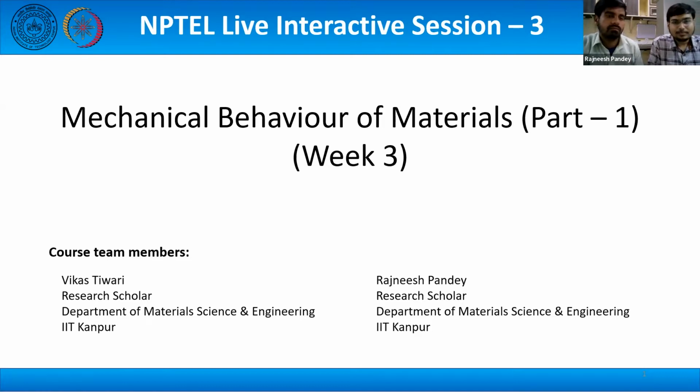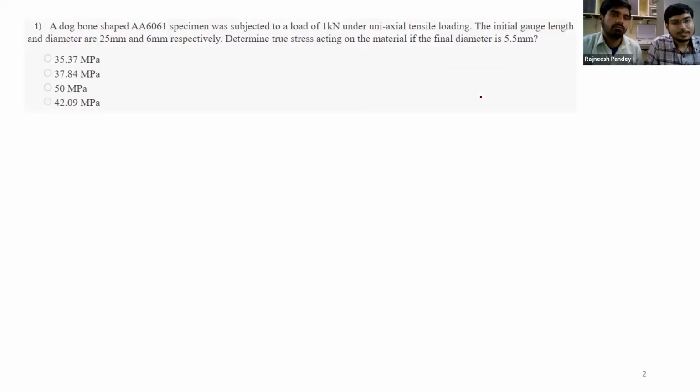So let us begin the discussion for today from the assignment questions first. This is the first problem given in the assignment for this week. It says that a dog bone shaped AA6061 specimen, basically an aluminium alloy specimen, was subjected to a load of 1 kilonewton under uniaxial tensile loading. The initial gauge length and diameter are 25 mm and 6 mm respectively. We are asked to determine the true stress acting on the material if the final diameter is 5.5 mm.